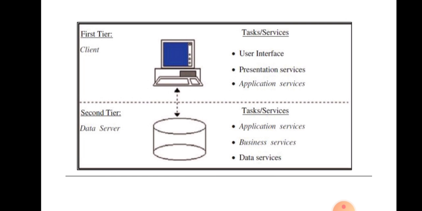Here we are giving the diagram of two-tier architecture. It has two layers. First tier is called client, and the second tier is called data server. In the client tier, we have three services called user interfaces, presentation services, and application services. And the second tier or data server contains application services, business services, and data services.